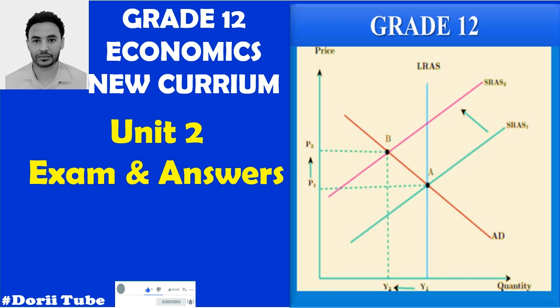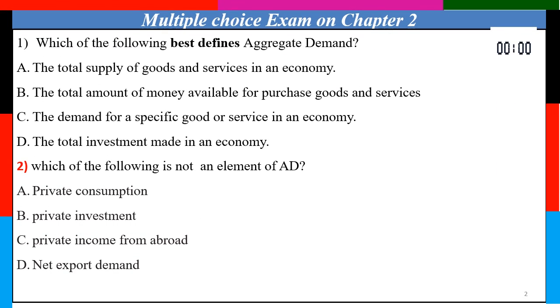Let us start the operation of our exam. Multiple choice exam. Question number 1. Which one of the following best defines aggregate demand? A. The total supply of goods and services in the economy. B. The total amount of money available for purchasing goods and services. C. Demand for a specific good or service in the economy. D. The total investment made in an economy.